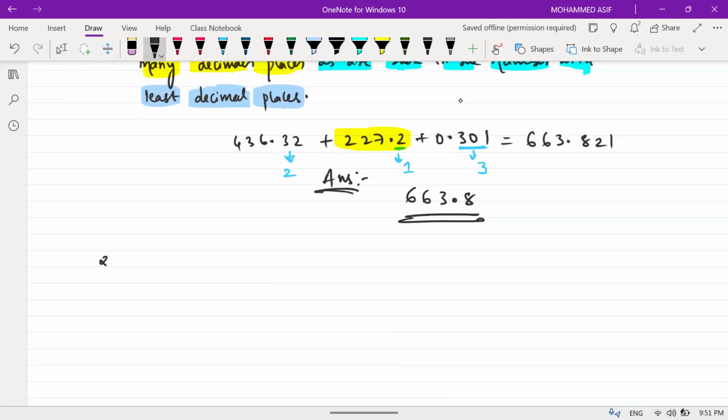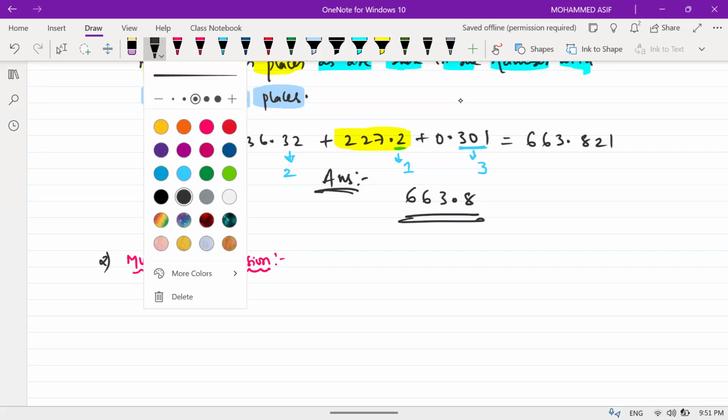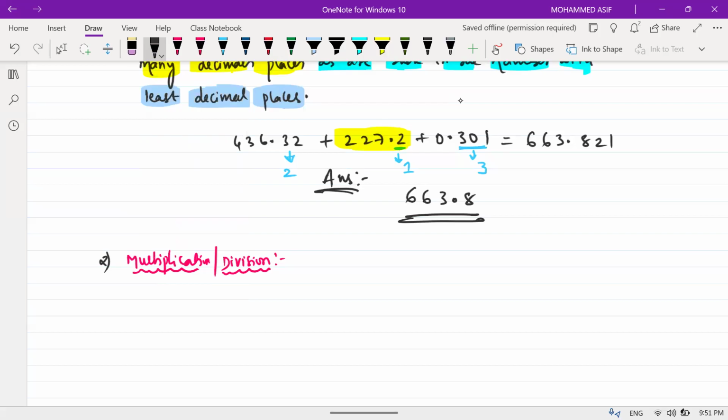Second point. When we are doing multiplication, subtraction is also the same thing. Okay. The next one is multiplication, or when we talk about division. See, here the condition is whenever you multiply, the number which is having the least significant figures, the answer should also remain the same. Am I clear?